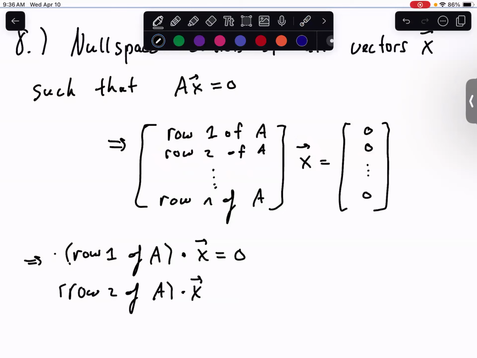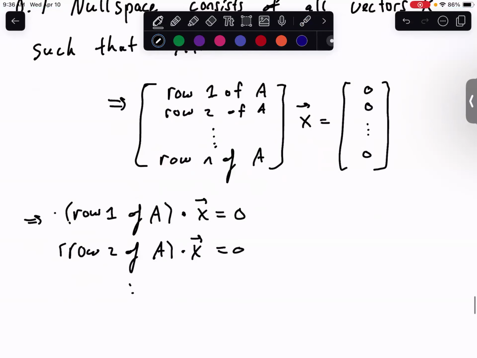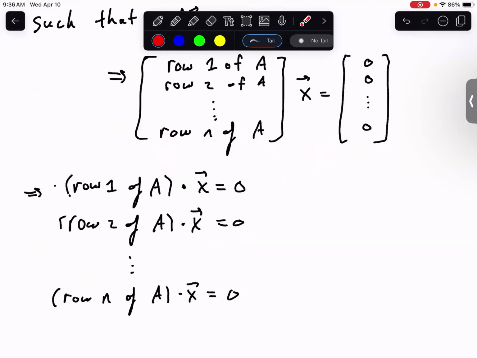Dotted with X, this will be equal to 0. And then it goes all the way down to row N of A dotted with X, which ends up being equal to 0. Thinking back to what it means for two vectors to be orthogonal to one another, their dot product has to be 0. That's exactly what we're saying here: row 1 of A is orthogonal to X, row 2 of A is orthogonal to X, row N of A is orthogonal to X.